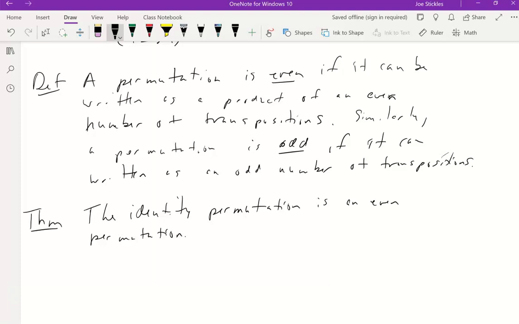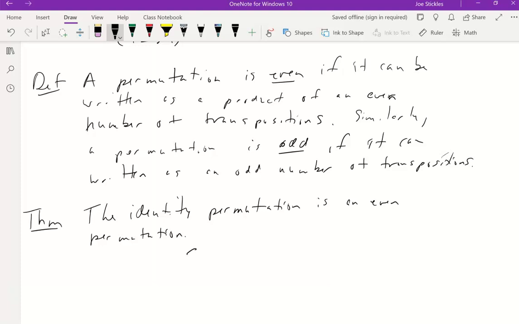Since we're using the words even and odd, it's probably, well, I'll say obvious, but I don't mean obvious. It's probably clear that we can't be even and odd at the same time. I can't write a permutation as 13 transpositions and 26 transpositions because one's even and one's odd. Okay. The identity is an even permutation.